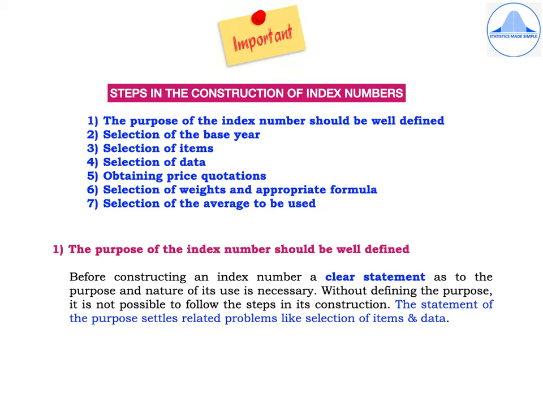So let's start with the first step, that is the purpose of the index number should be well defined. Before we construct an index number, a clear statement as to the purpose and the nature of its use is necessary. Without defining the purpose, it is not possible to follow the remaining steps in its construction. So if we have the statement of purpose, then related problems like selection of items and data will be solved.